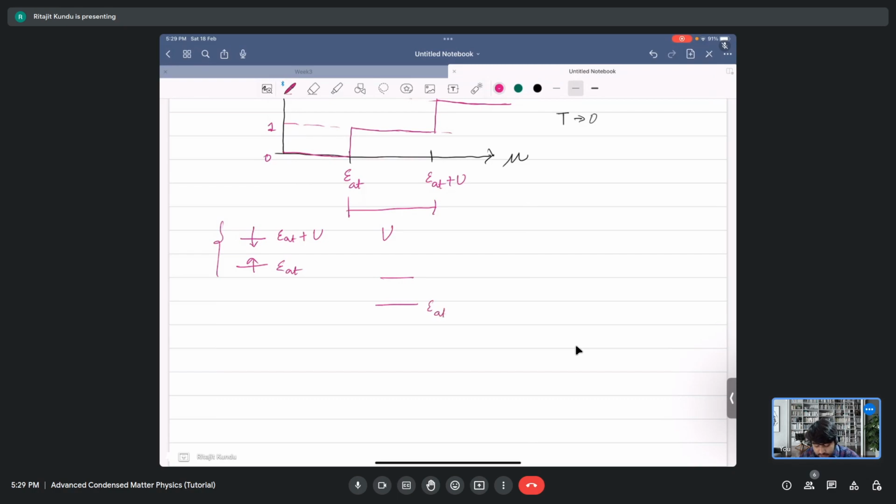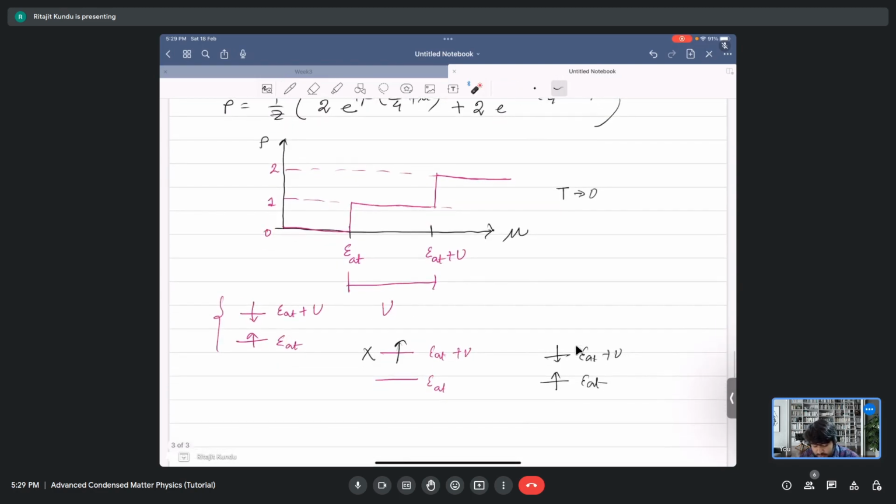EAT and EAT plus U, I cannot put any particle here because this level doesn't exist yet, but I can put a particle here if my lower eigenstate has a particle. Then I can put a particle with additional cost of U. So that is the meaning of this occupation diagram. When I have this EAT amount of energy, I will put one particle on the lowest band. After putting the particle in the lowest band, this level gets created, right? So then another particle I have to put with additional U cost, and then my occupation goes to 2.